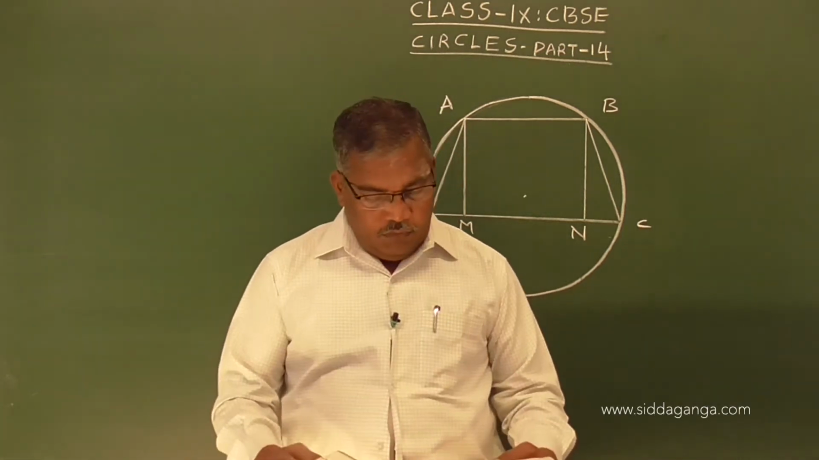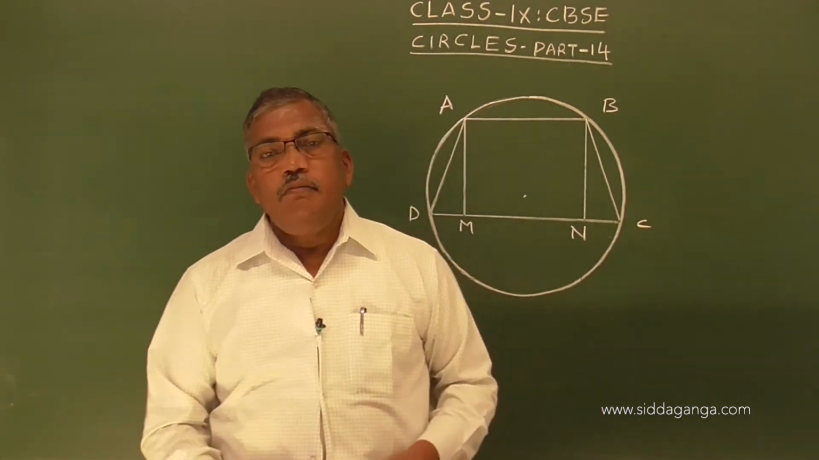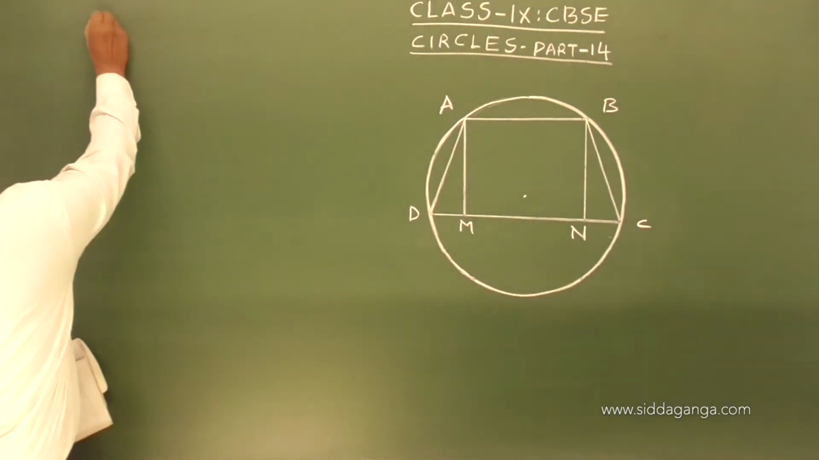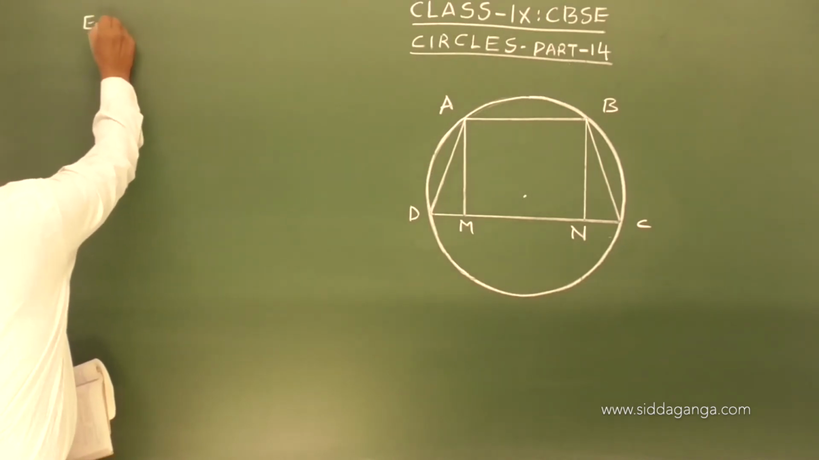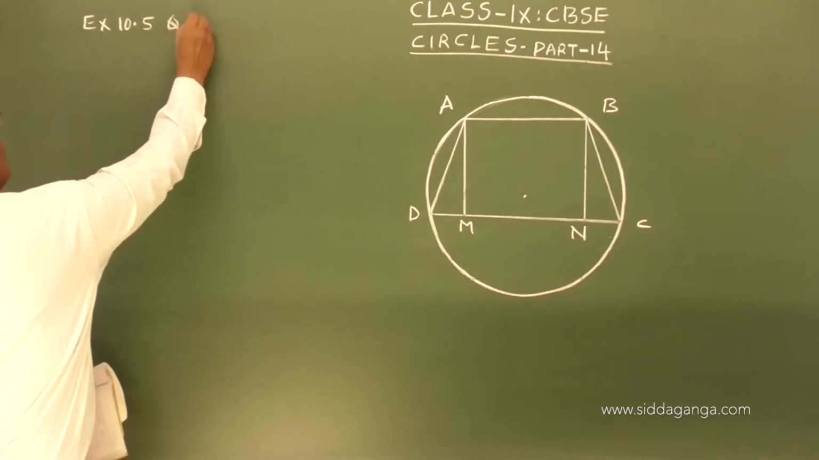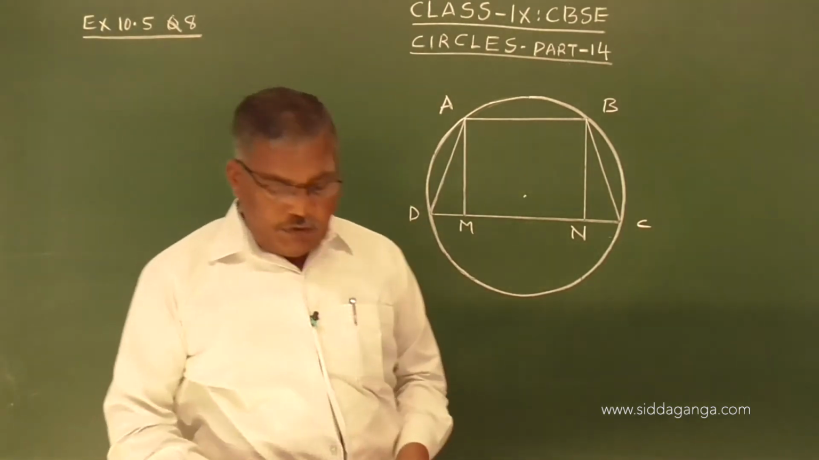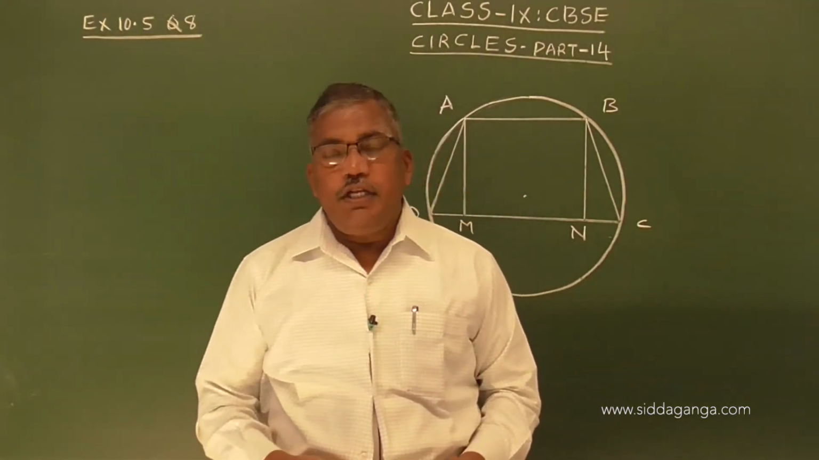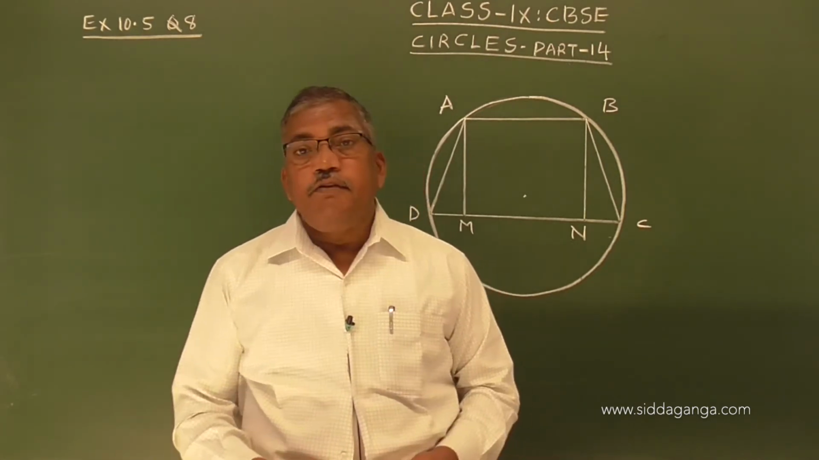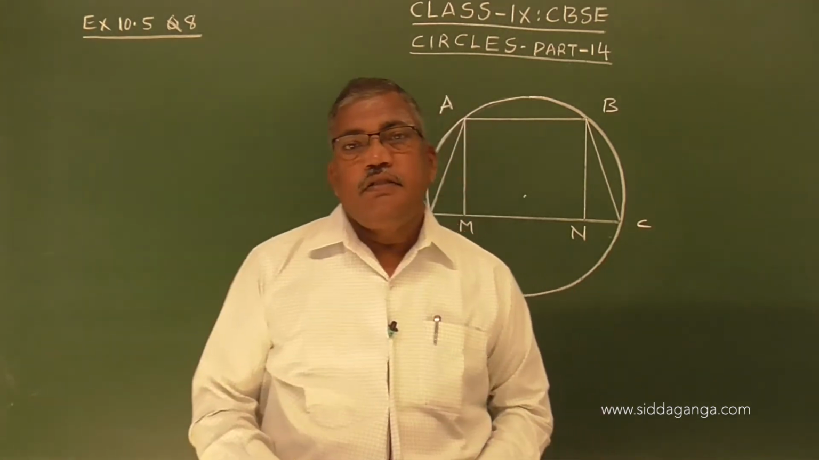So in exercise 10.5, so far we have completed 7 problems. Now I will take up the 8th one. Exercise 10.5, question number 8. Please open your textbook, page 185. If the non-parallel sides of a trapezium are equal, prove that it is cyclic.